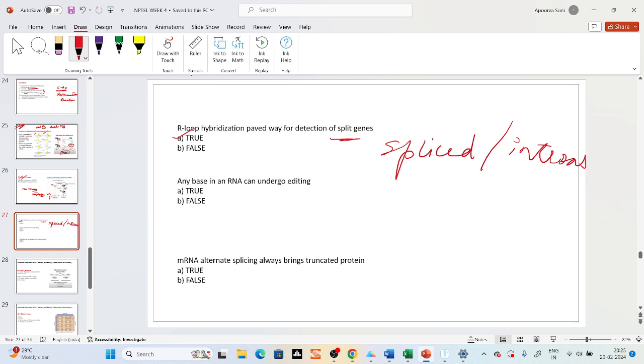Now, any base in an RNA can undergo editing. Any base can undergo editing. Is it true or false? Any base in an RNA can undergo editing. True or false?